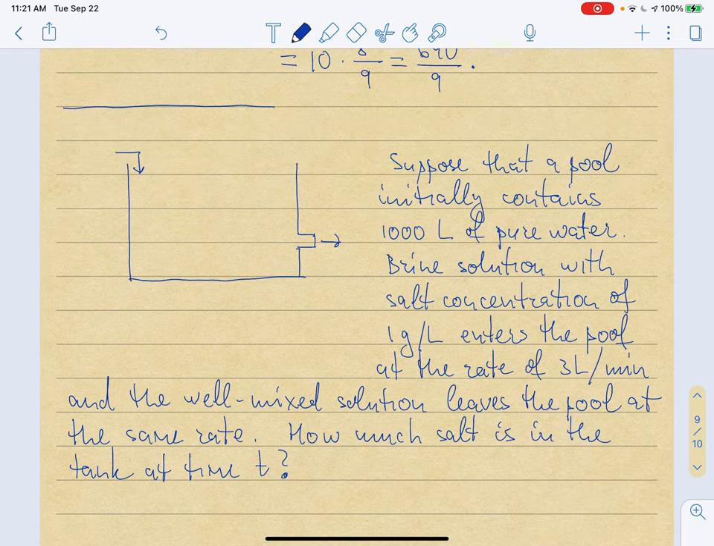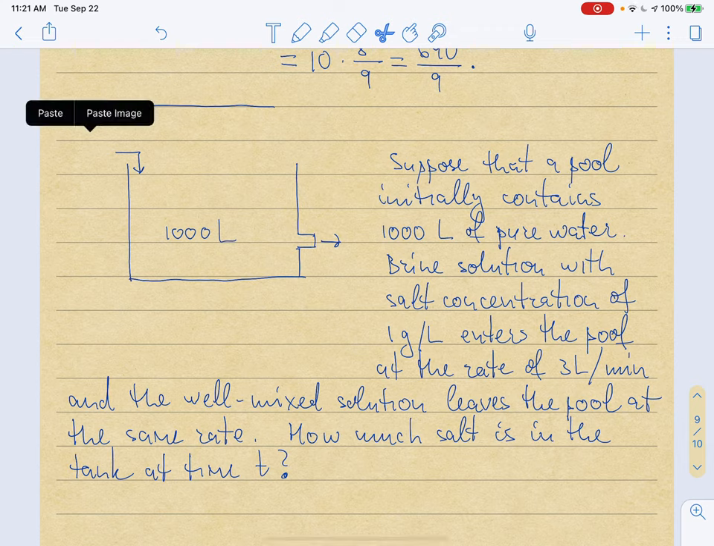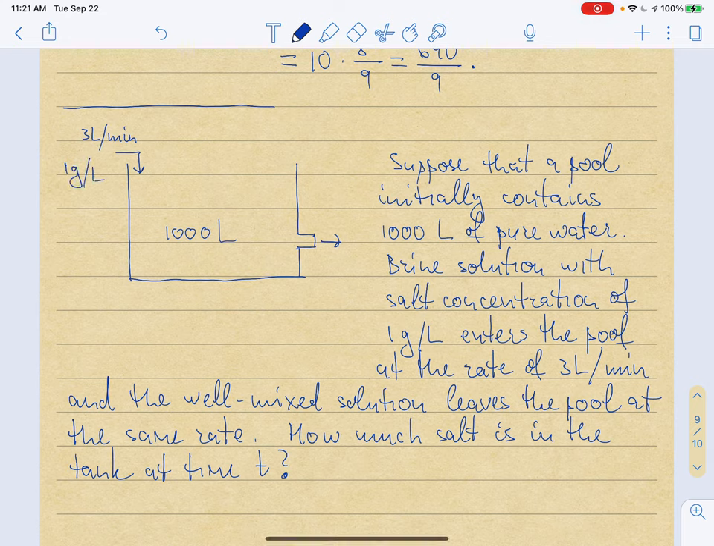All right, so let me finish labeling this. There are 1,000 liters of water in the tank. Initially it's pure water. Then salt enters, and the solution becomes more and more salty. What do we have? 3 liters would enter the tank. 3 liters per minute is the rate of inflow into the tank, and each liter contains 1 gram of salt per liter.